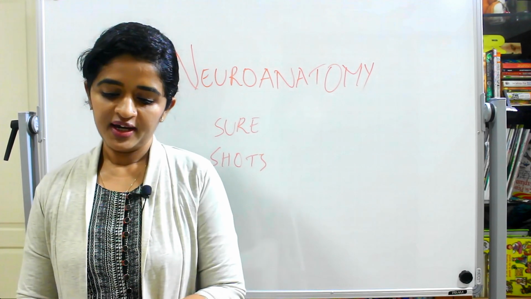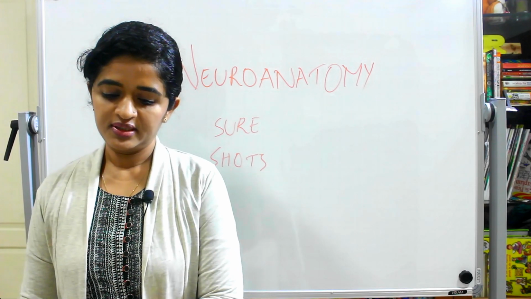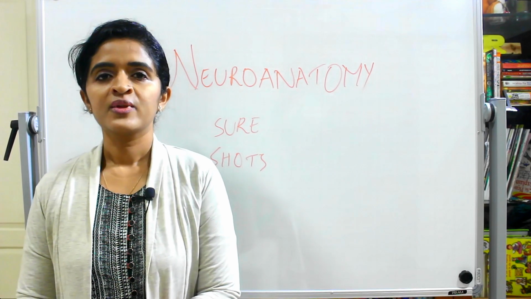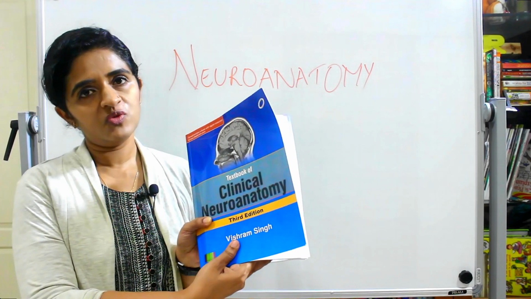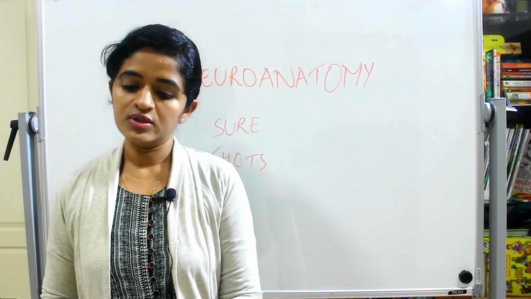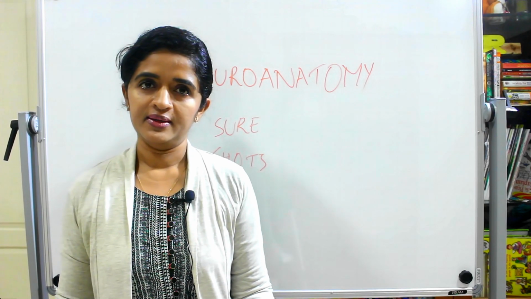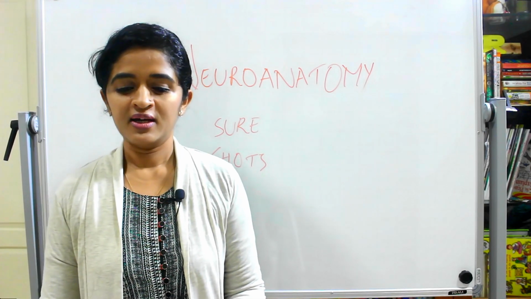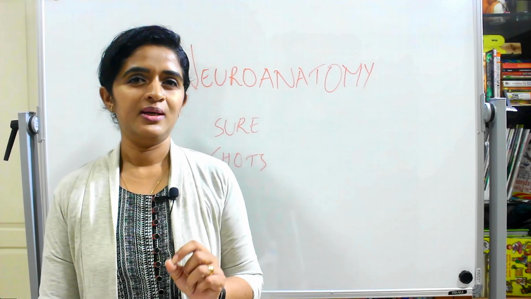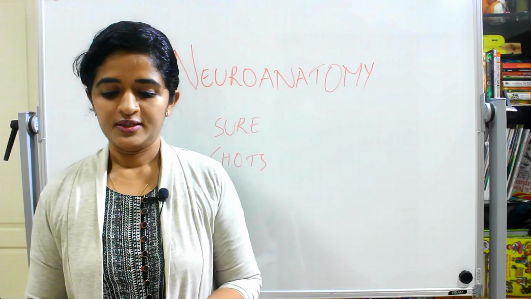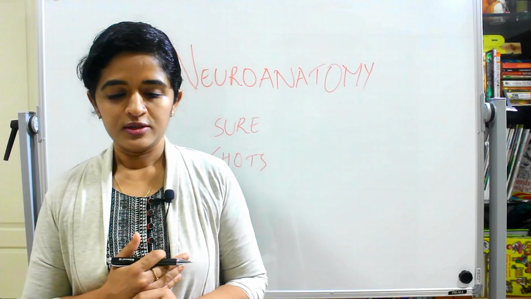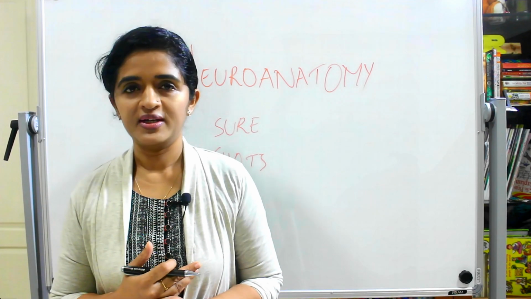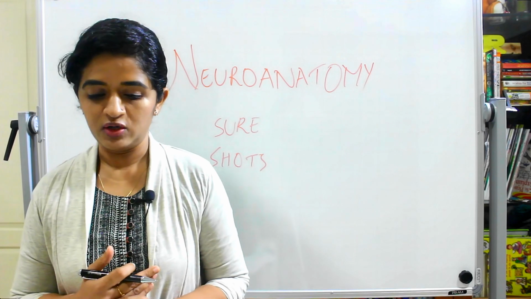The book which I would like to follow is Textbook of Clinical Neuroanatomy, 3rd edition by Dr. Vishram Singh. Okay, so this is the book which I used to follow, and of course you can follow Neuroanatomy by A.K. Datta, but for UG level it will be a bit hard to crack. So this book I really found useful. If you like, you can get this book and try to read it yourselves.